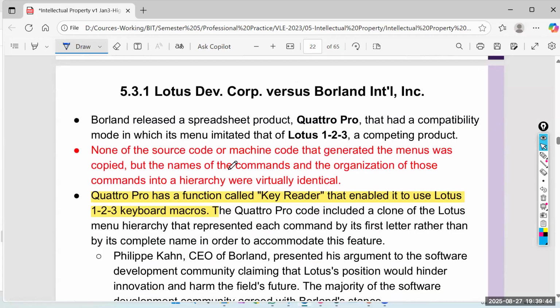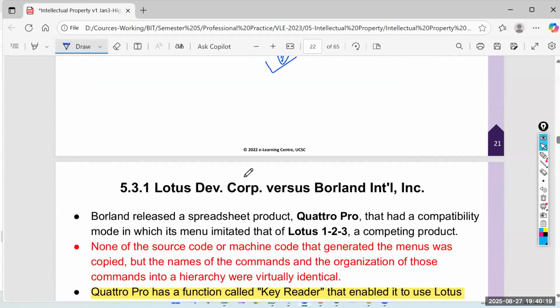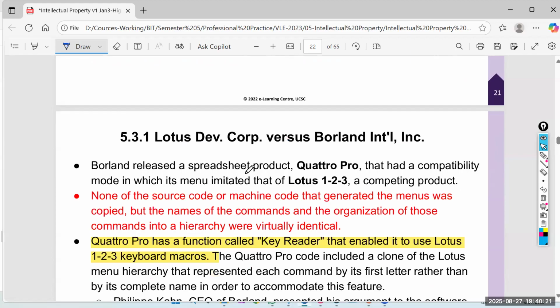I don't think the examiners will ask specific questions, but if the examiners are running out of questions, they might even ask these things, though not so far. But in case, read all of these situations, and pay special attention to the last two, because those are the very latest and very famous cases: Oracle versus SAP, and Oracle versus Google. We'll quickly go through each.